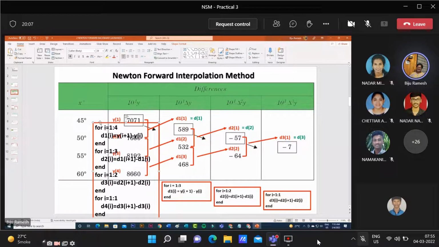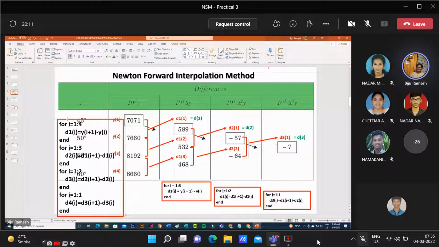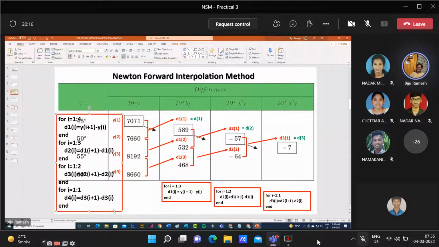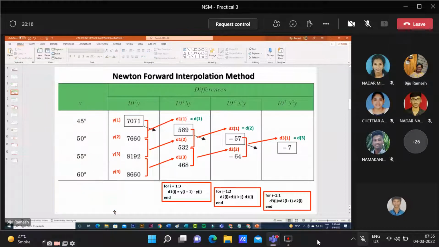Is it clear, students? Are you able to see this? Everybody? Yes, ma'am. It's the same thing. There is no difference.